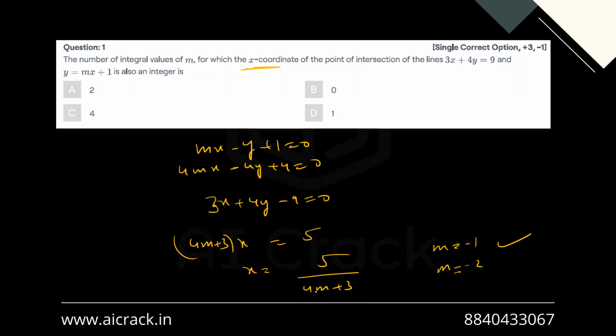Now if I make m = -3, that would give me -12 + 3. Again, in terms of magnitude, it becomes bigger than the numerator. So for any integer value of m which is less than or equal to -3, it's not going to work. We have got just two values over here. So A is the correct answer.